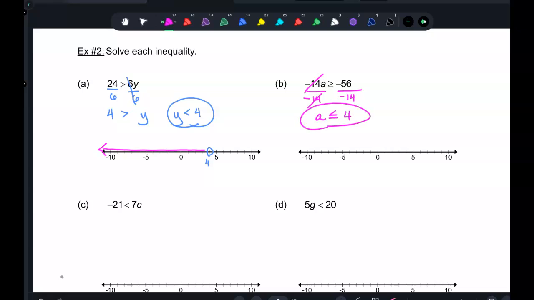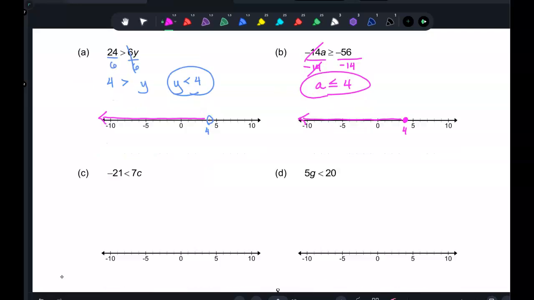And here's 4, with a closed circle to the left. I mean, to the left. It's this way. Go left.